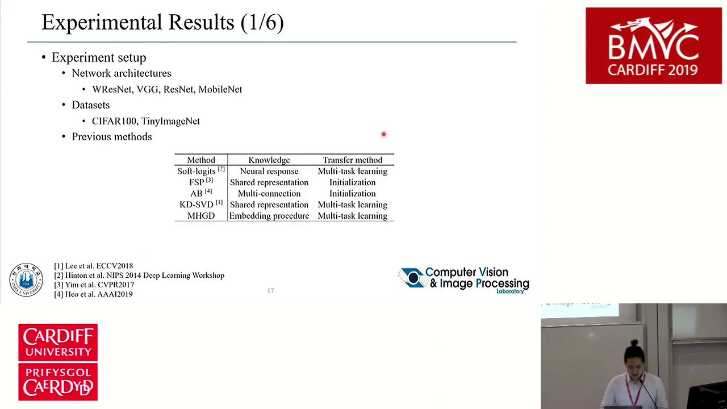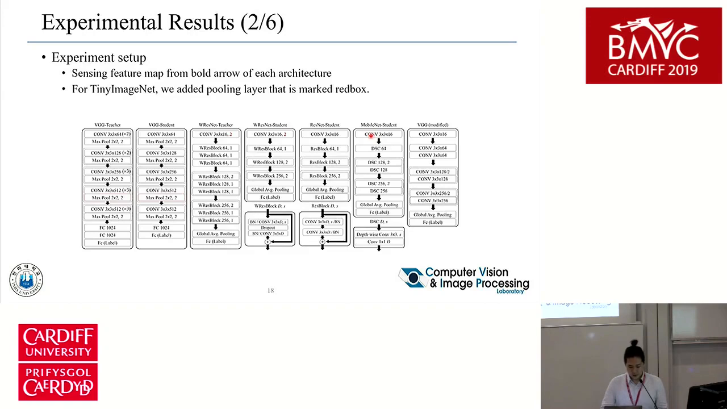In the experiment, we validated our algorithm with four network architectures and two data sets. We use four comparative methods, including the activation boundary, which is one of the state-of-the-art. This figure shows the network architectures. And for Tiny ImageNet, one more pooling layer or stride is added.